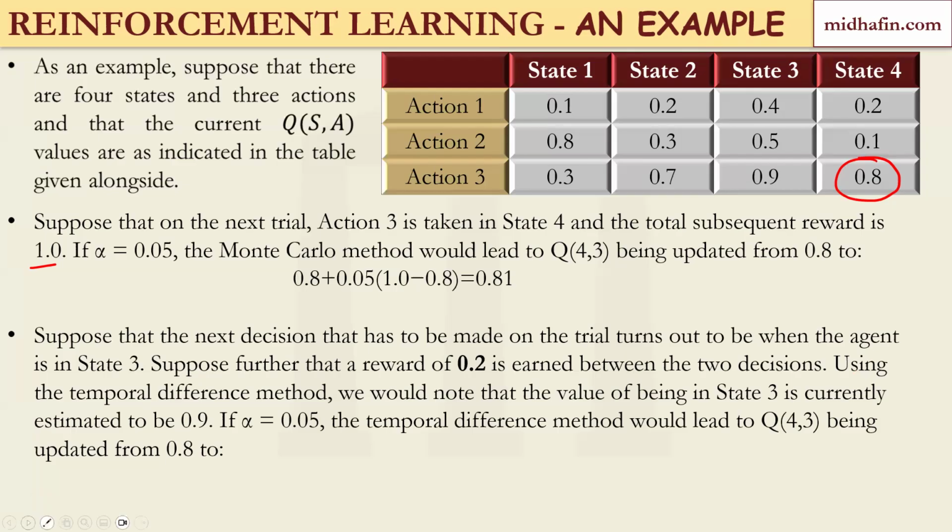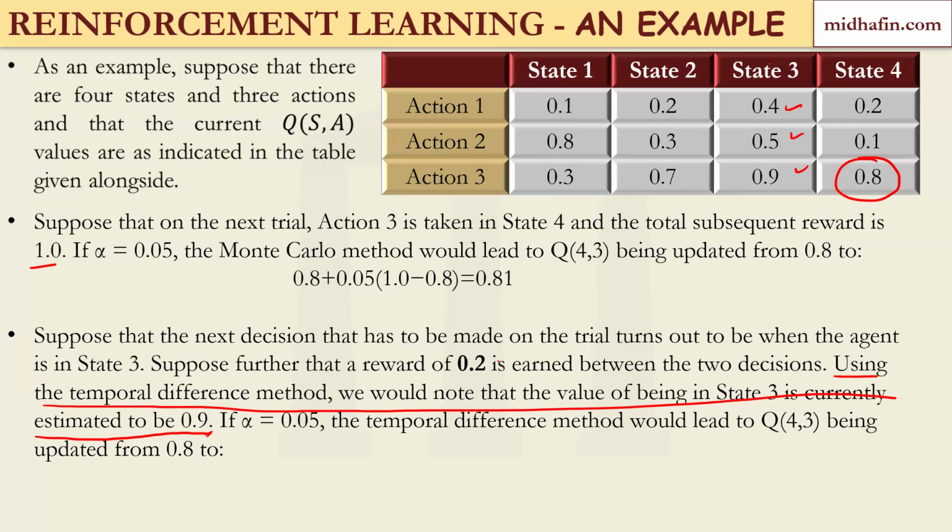Now, this part I said is very important, which the author should have emphasized, because of how they chose this number of 0.9. It is mentioned that we would note that the value of being in state 3 is currently estimated to be 0.9. This is a bit confusing. If you write it like this, it is not correct, because the value of being in state 3 can be any of the three. That's why in the PDF, I've given a different example. I've changed the numbers a little bit. I've also given which action I am taking.